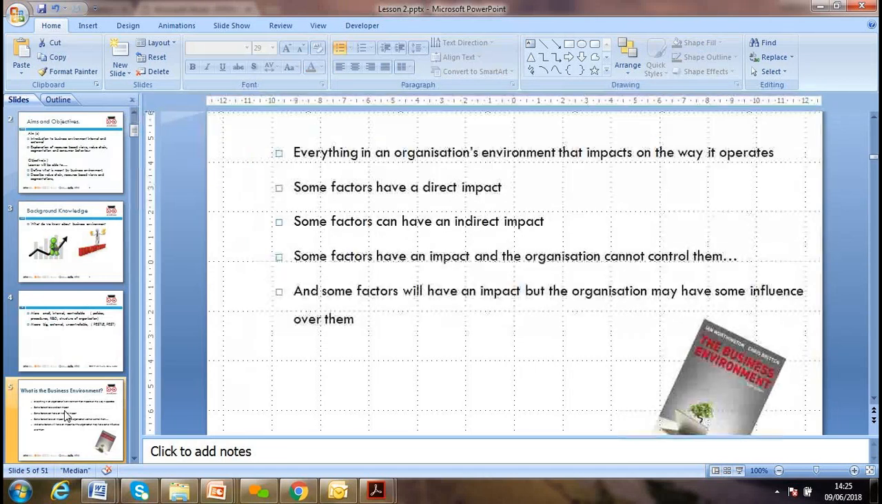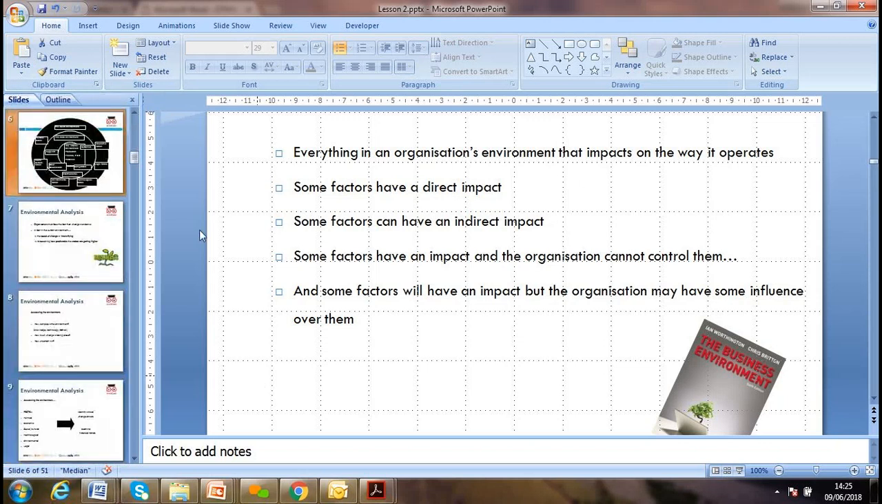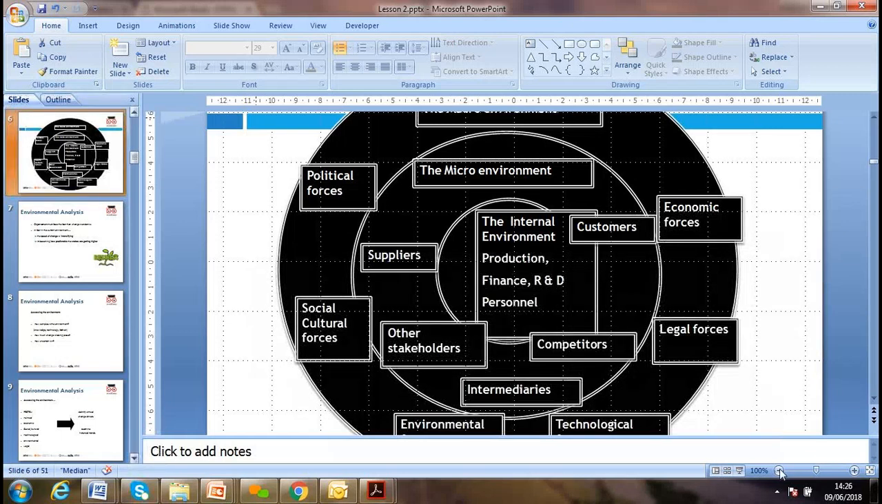Okay, so for a successful business person or business, everything in the business environment impacts the way it operates. Some factors have a direct impact, some have an indirect impact, some have an impact that the organization cannot control, and some will have an impact but the organization may have some influence over them. So I already uploaded the book, please follow along as well, which is supposed to be on Moodle. I'll recheck, make sure.